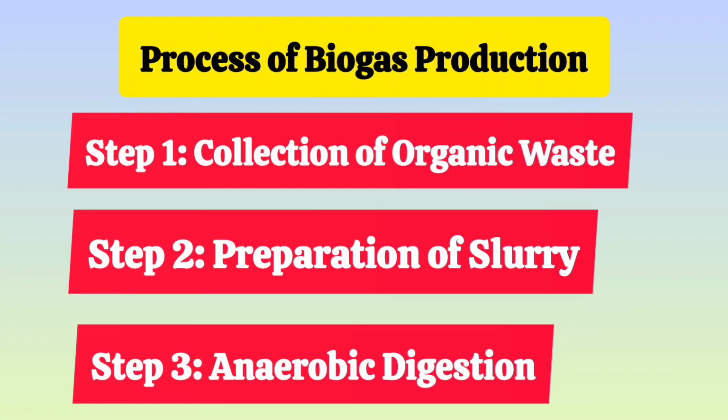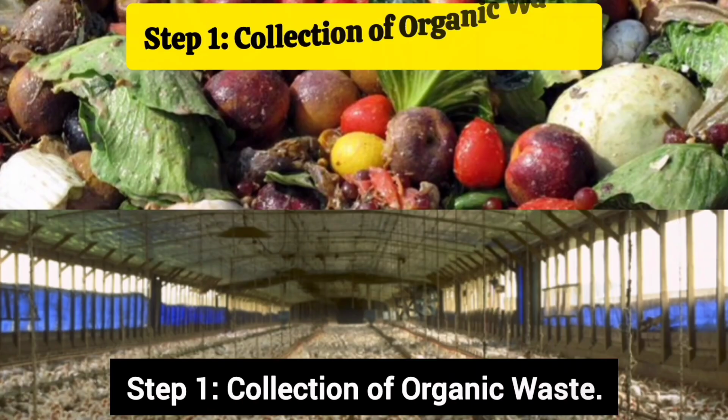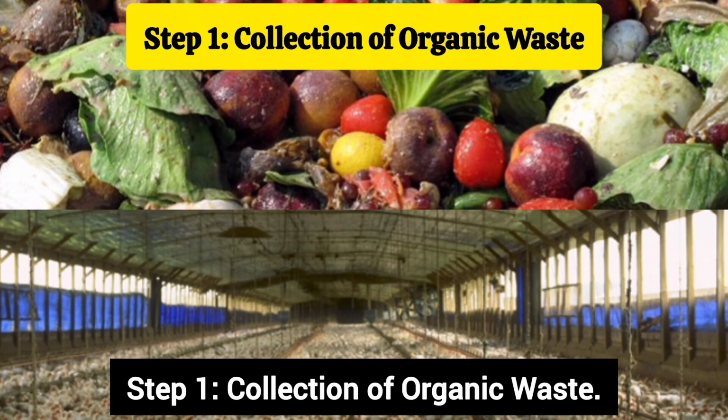The process of biogas production has 7 steps. They are: Step 1, collection of organic waste. Step 2, preparation of slurry. Step 3, anaerobic digestion. Step 4, gas formation. Step 5, gas collection. Step 6, utilization. Step 7, slurry removal.